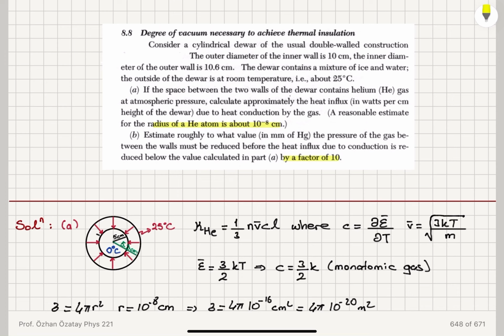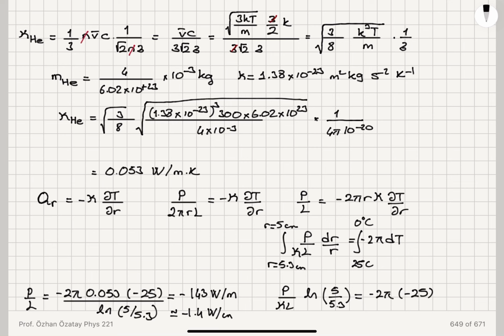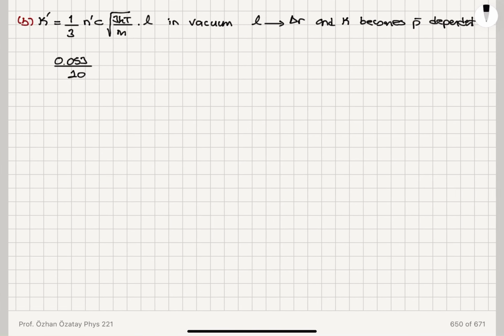A factor of 10 reduction in heat influx will be due to a reduction in thermal conductivity, because del T del R is not changing. So del T del R is constant. What is changing is the thermal conductivity. Okay, so 0.053 divided by 10, our new thermal conductivity value, will be equal to 1 over 3.